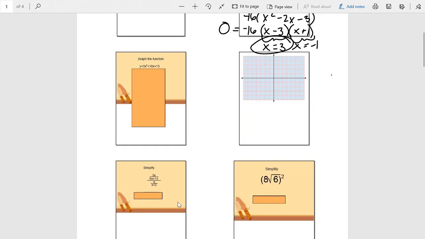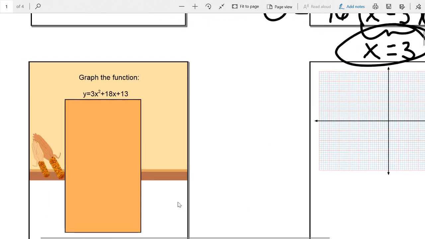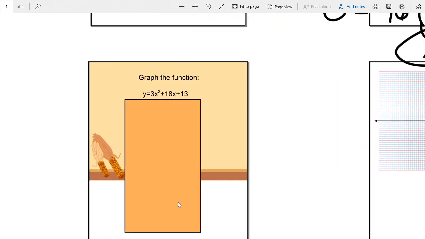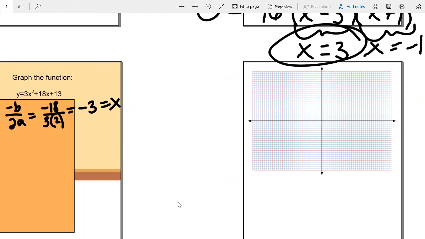We're going to graph the function 3x squared plus 18x plus 13. So when I do this, I need to find a bunch of different things. The first thing that I'm going to find is the axis of symmetry, which comes from negative b over 2a. So I get negative 18 over 3 times 2, or it should be the other way around, but it doesn't make any difference. And we get negative 18 over 6, which is just negative 3. So my axis of symmetry here is at negative 3.